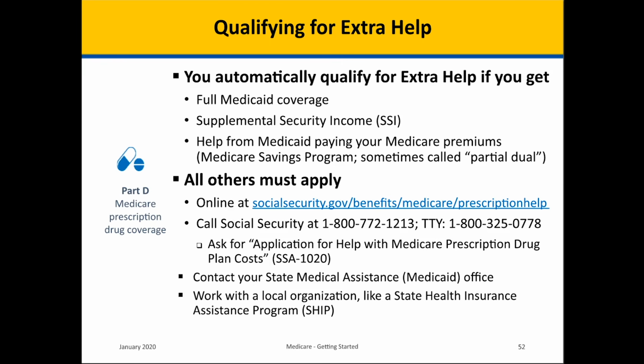Eligibility for Extra Help may be determined by either Social Security or your state Medicaid office. You can apply at Social Security through their website. You can complete a paper application by calling Social Security for one. You can apply at your state Medicaid office or receive assistance with the application through your state health insurance program. Next slide, please.